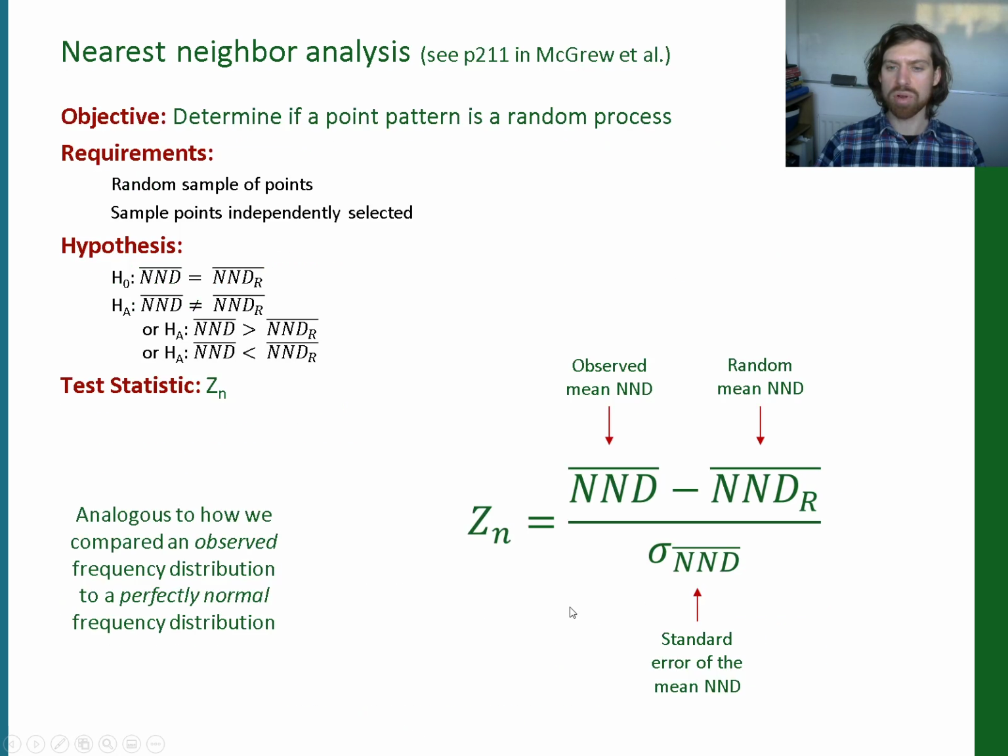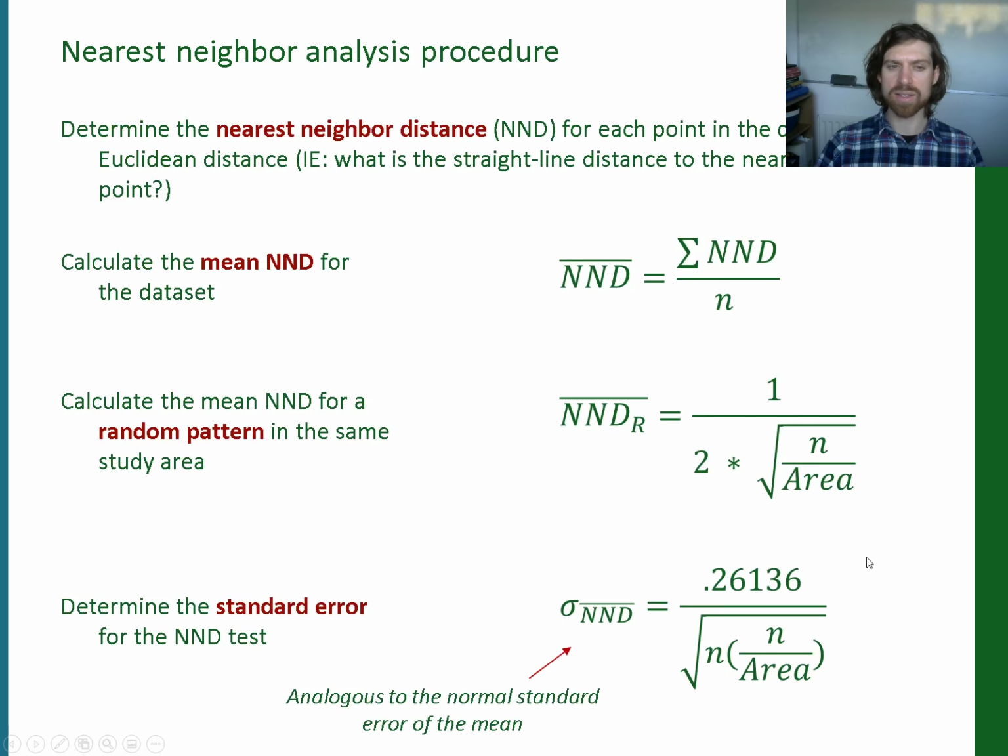And then you'll remember from the previous slide, so that's given us the numerator to get the test statistic, but we need to get the denominator. So the way that we do that is we have to calculate the standard error for the nearest neighbor distance test. So we essentially get that standard error by calculating here. So we need to basically divide 0.26136 by this denominator. And this is pretty much analogous, very similar to the normal standard error of the mean, which we've calculated many times before in a variety of different tests.